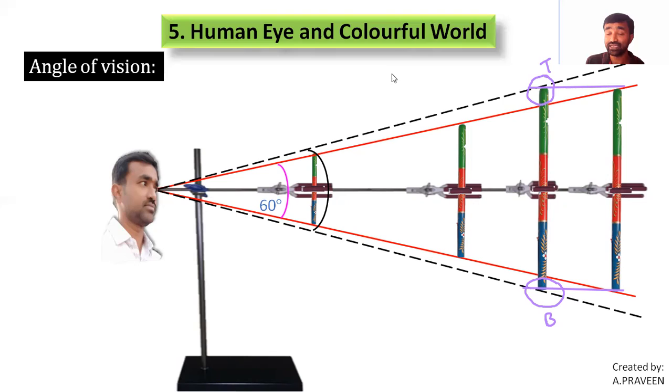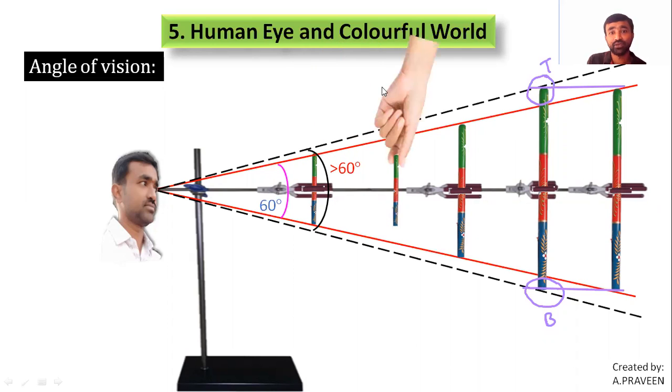What I noticed, this angle is more than 60 degrees. What happens if I move any object away from me? Suppose here I have the smallest wooden stick. See here, I'm taking that smallest wooden stick and moving it away from me, same height, not changed the height.